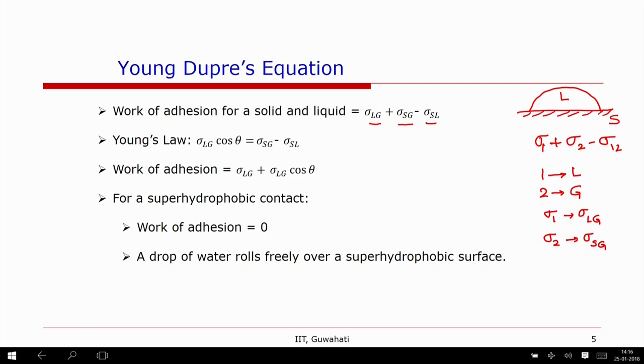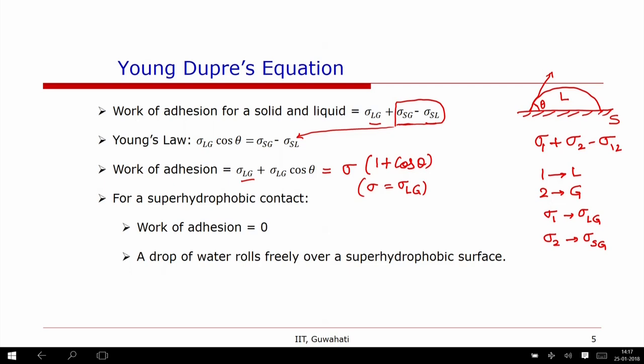Now from Young's law, we have just seen that sigma liquid-gas cos theta is equal to sigma SG minus sigma SL. So we can substitute this for sigma SG minus sigma SL, and we get the work of adhesion as sigma LG plus sigma LG cos theta. So that is simply sigma into 1 plus cos theta, where sigma is denoted for sigma liquid-gas. If we drop the subscripts, then the work of adhesion is the surface tension into 1 plus cos theta, where let us remind ourselves that theta is the contact angle between the two phases.